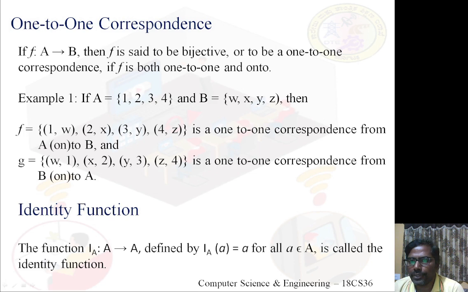So I think all of you are clear with one-to-one correspondence. So what is one-to-one correspondence? It's a function f from A to B, which is both one-to-one as well as onto. Also, one-to-one correspondence is referred to as bijective.